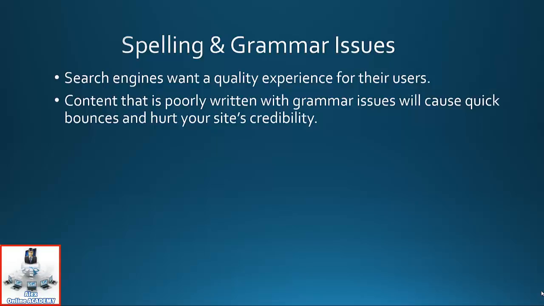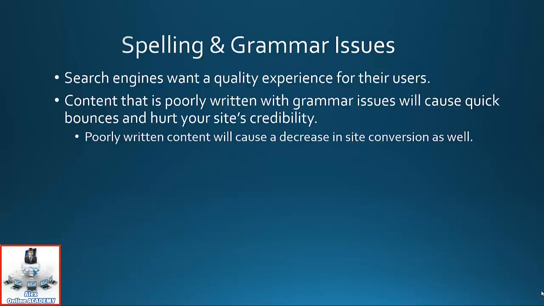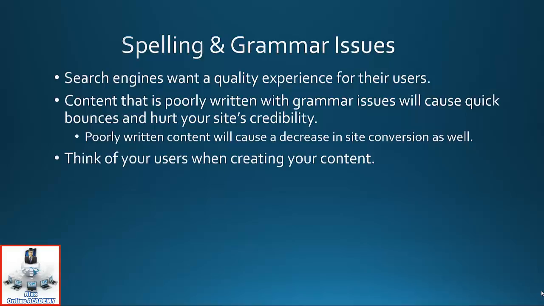Optimize, meaning you're going to do everything you can with quality content, a good user experience, mobile friendly, spelling and grammar issues, all those factors you want to have in place so it's a good experience for your users. Content that is poorly written with grammar issues will cause quick bounce and hurt your site's credibility. Poorly written content is going to cause a decrease in site conversion because people are going to lose respect for you. They're going to say, well, if he can't spell his material correctly, how is his ebook going to be quality? Or how is this free report even going to be good? Or his newsletter? Think of your users when creating your content.